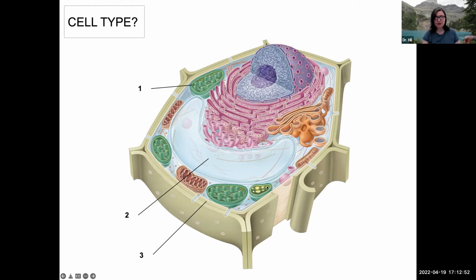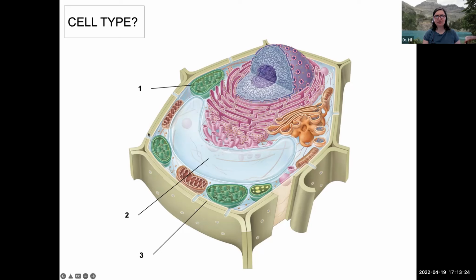We see a few structures we did not see in the previous. So number one, guys, what's that? Put that into the chat. Chloroplast, right? Photosynthesis is happening there. And then what's this giant bag of water here? Number two, what's that? Central vacuole, central vacuole. And last but not least, we also see this kind of thick border, which of course is what? Cell wall, correct?